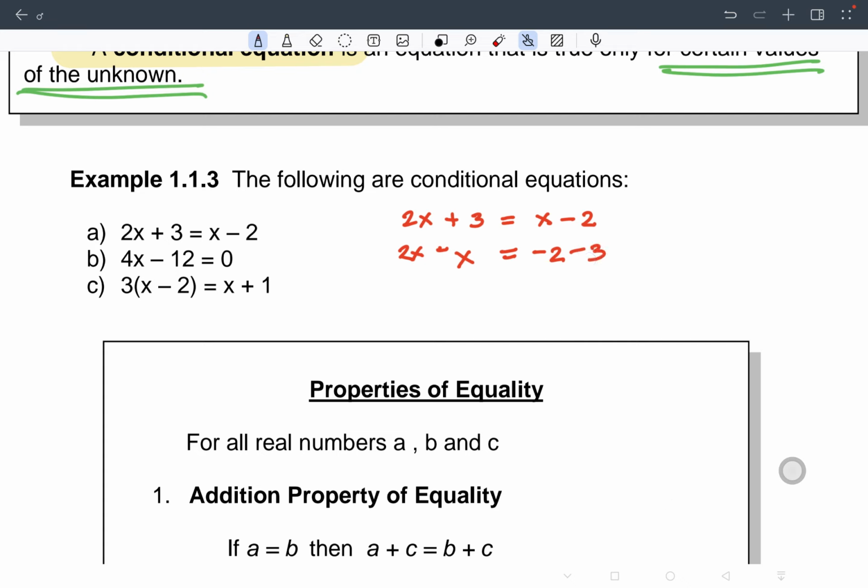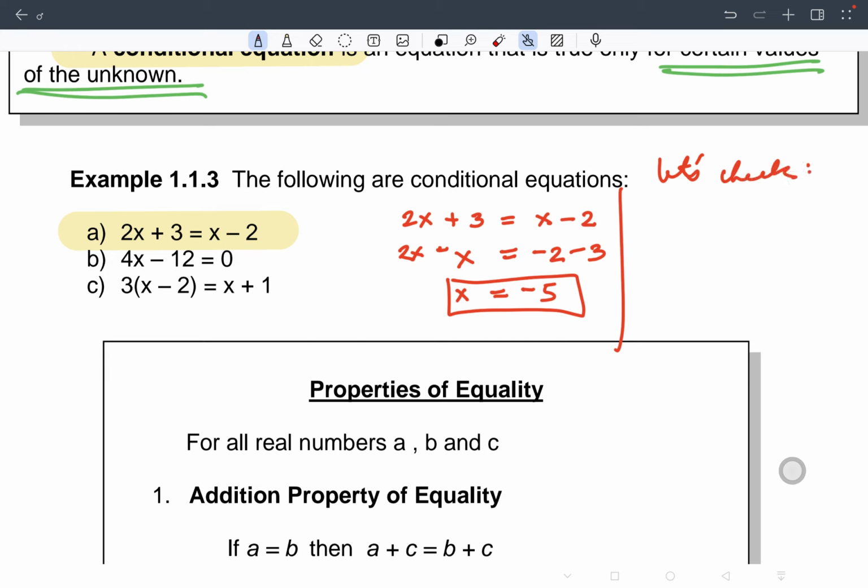2x minus x is x. Negative 2 minus 3 is negative 5. So, therefore, ang magsasatisfy lang sa equation na to, na 2x plus 3 equals x minus 2, ay negative 5 lang. Let's check. No? Let's check.